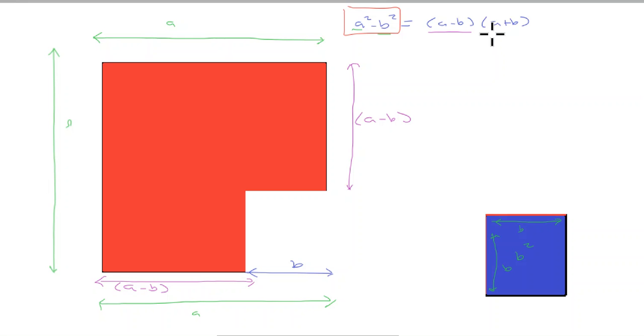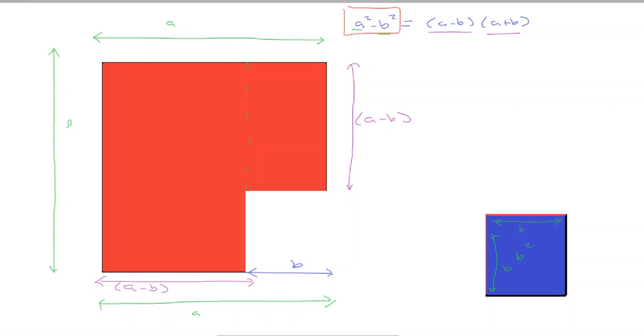Now the question is, where do we get this piece from? Where does that come from? Can we see that anywhere here on our graph? What we need to do in order to see this is a little bit of chopping up of our shape. So imagine we take this piece here and cut this off like so.